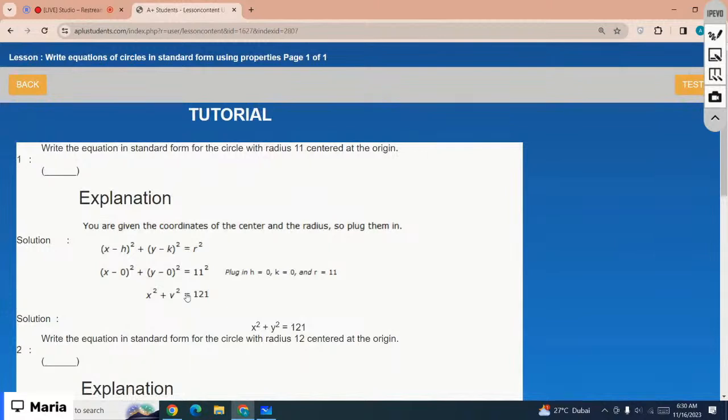Let's just start with the first example. Write the equation in standard form for the circle with radius 11 centered at the origin. So in the question you are given the radius is 11 and the circle is centered at the origin, right? So just use the same equation, that is x minus h whole square plus y minus k whole square equals r square, right? You are given the radius is 11 and that is centered at the origin, so that means the center of the circle must be 0, 0.